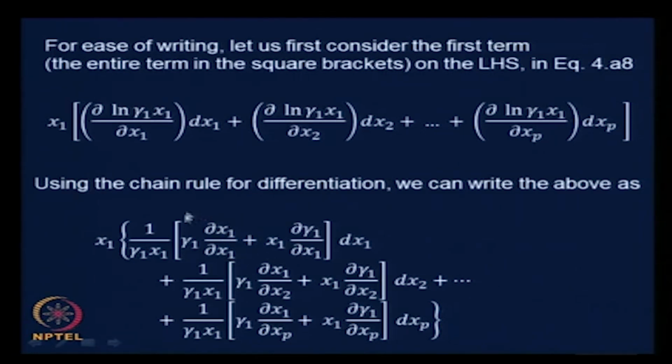I know it is 1, but we will keep this term so that there is some form that arises as a part of keeping that there, plus the second one, x1 dou gamma 1 by dou x1 dx1. Similarly, the ln part of this one would be taken care of by 1 by gamma 1 x1, and then you have gamma 1 x1 remaining. So, gamma 1 dou x1 by dou x2 plus x1 dou gamma 1 by dou x2 dx2. Now, you get the hang of it and so on.